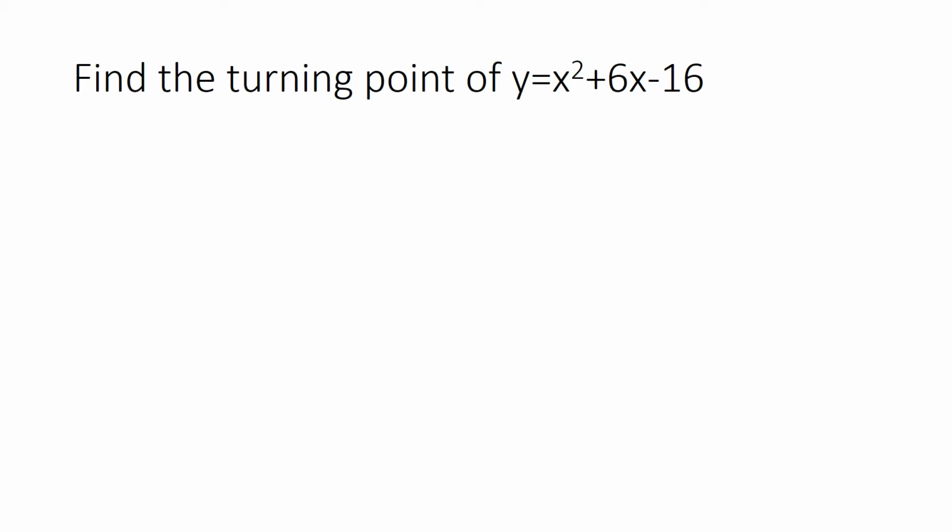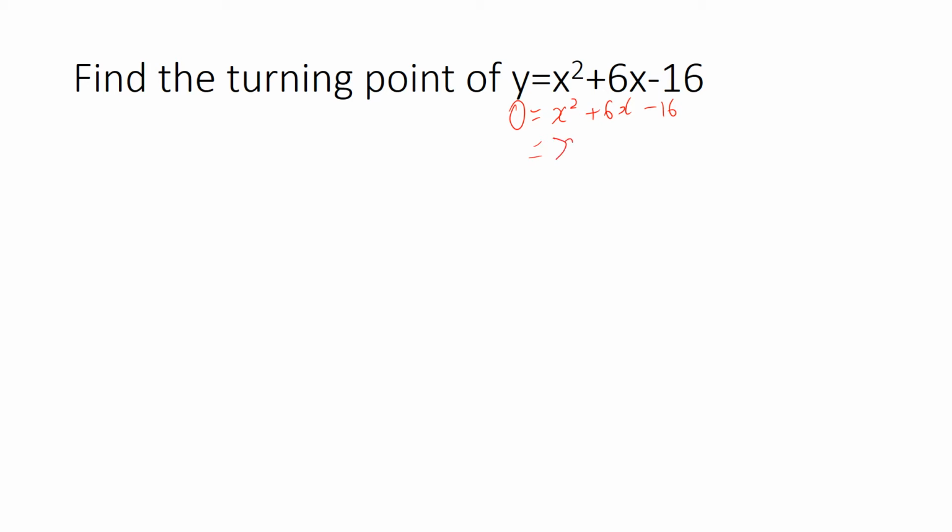Then we substitute that back into the original equation to find the y value of the turning point. So if we're going to do this, we know that when we're finding x-intercepts, we set y equal to 0, so we get 0 is equal to x squared plus 6x minus 16. Now to solve this, we need to factorize. So we need to find factors of minus 16 that add to give positive 6. That's going to be positive 8 and negative 2.